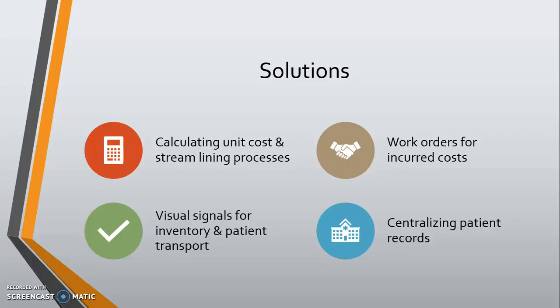Here are some of the solutions the hospital implemented. One was calculating each unit cost and focusing on streamlining each process. Another, turning each process into a work order to track incurred costs by each patient. Another, use visual signals to pull inventory and transport patients. And eliminating paper processes that would centralize patient records.